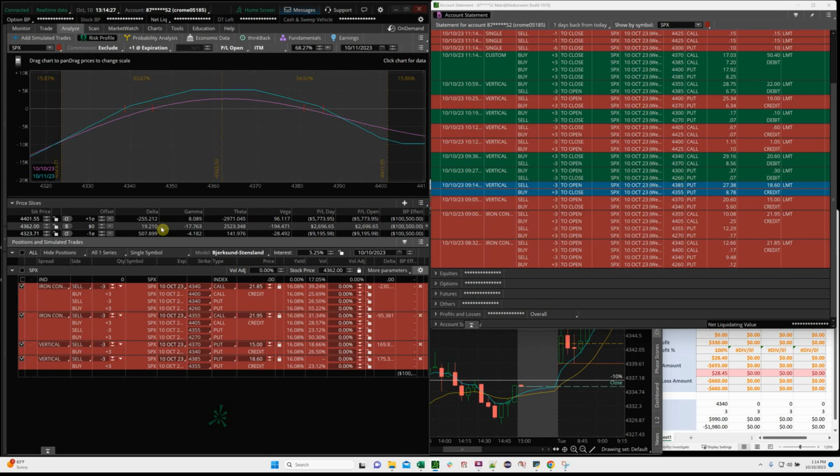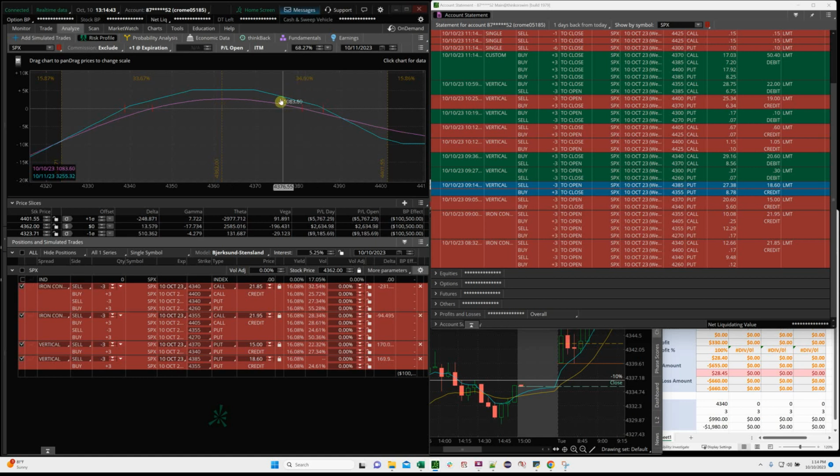I consider with 3 contracts, anything less than 150 is okay. Less than 100, I prefer. Less than 50 is basically balanced. It's zero. So plus or minus 50 would be pretty much on the top of this curve here.